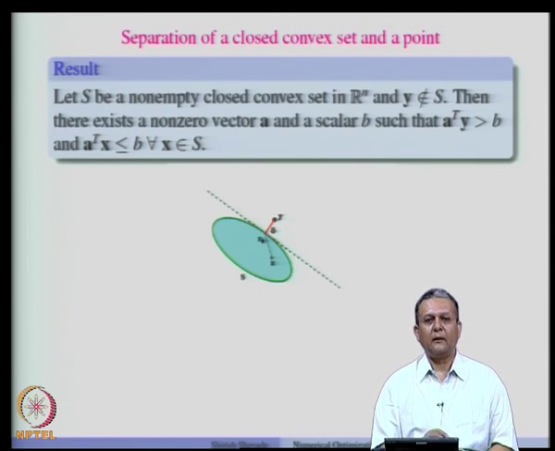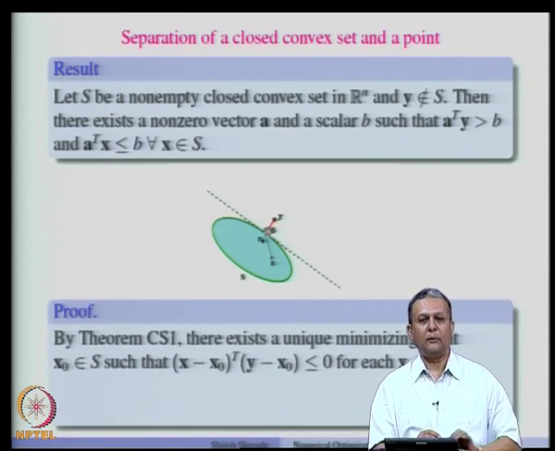So, we have seen this figure earlier. We have a set S which is non-empty, closed and convex, and we have a point y which is not in the set S. Then the claim is that there exists a non-zero vector A and a scalar B such that A transpose y is greater than B, or in other words, there exists a hyperplane which separates the two, and we can easily see that this is one hyperplane which separates y and S. So, if you take the vector A as y minus x naught, and then choose B appropriately, then what we get is a hyperplane passing through x naught whose normal is y minus x naught, and that clearly separates y and the set S. So, the proof for this is very easy.